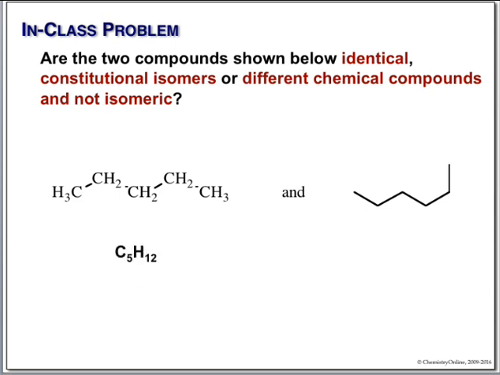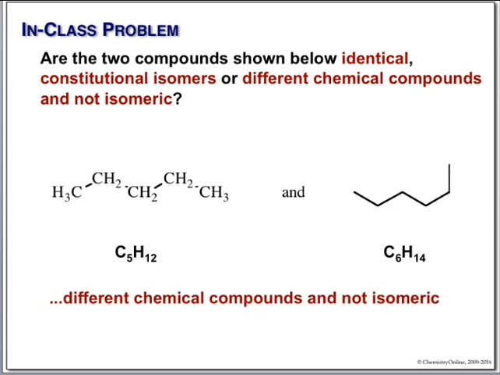We have 5 over here with 12 hydrogens. How many here? 1, 2, 3, 4, 5, 6. These are different chemical compounds. Totally different. They don't have the same formula.